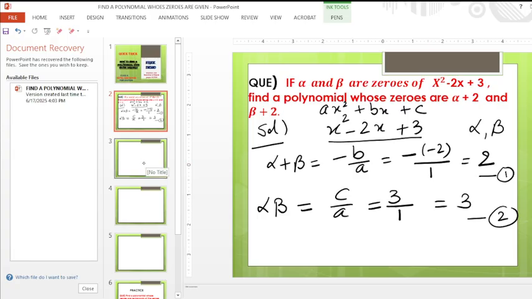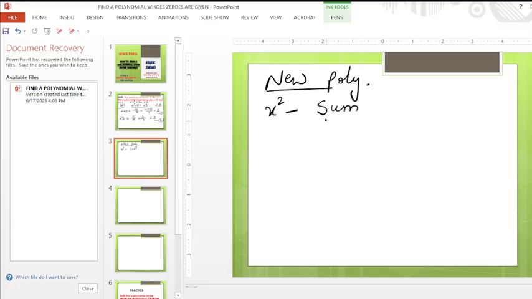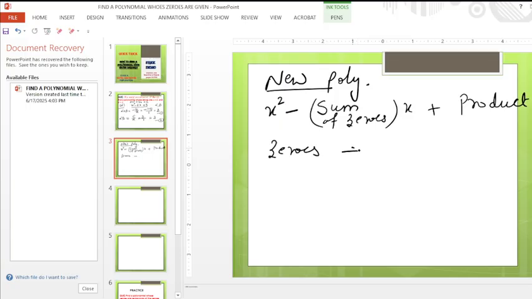Let's move on to the next slide, where we need to find a new polynomial. You already know the polynomial expression: x square minus sum of zeros times x plus product of zeros. This is the required polynomial which we need to find. For the new polynomial, the zeros given are alpha plus 2 and beta plus 2.